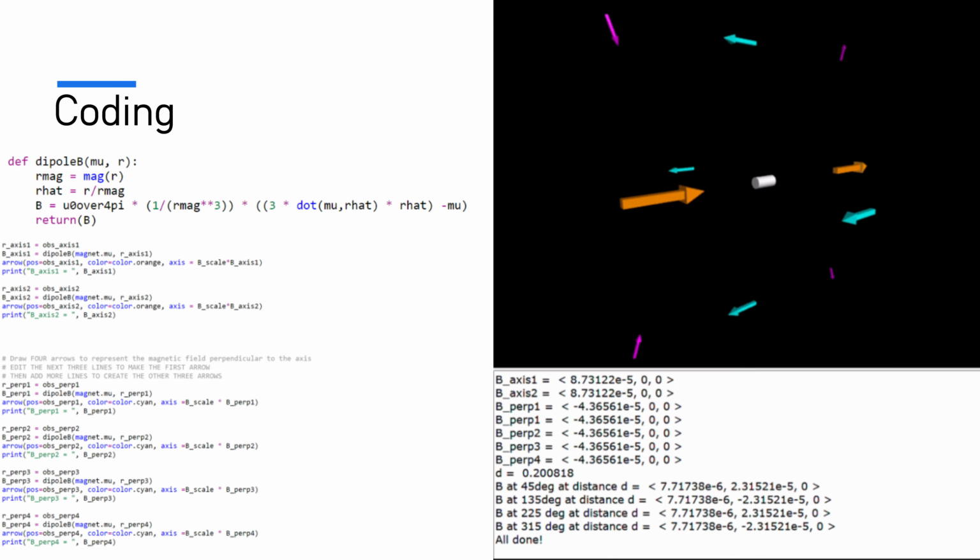For the coding portion of this, we had to create a function of the dipole, as seen here, and then we had to make a lot of arrows. One would say too many arrows, I think. And then displayed, it's all this. As you can see, the blue is the magnetic field at perpendicular. Orange is going to be parallel, and purple is the rest.